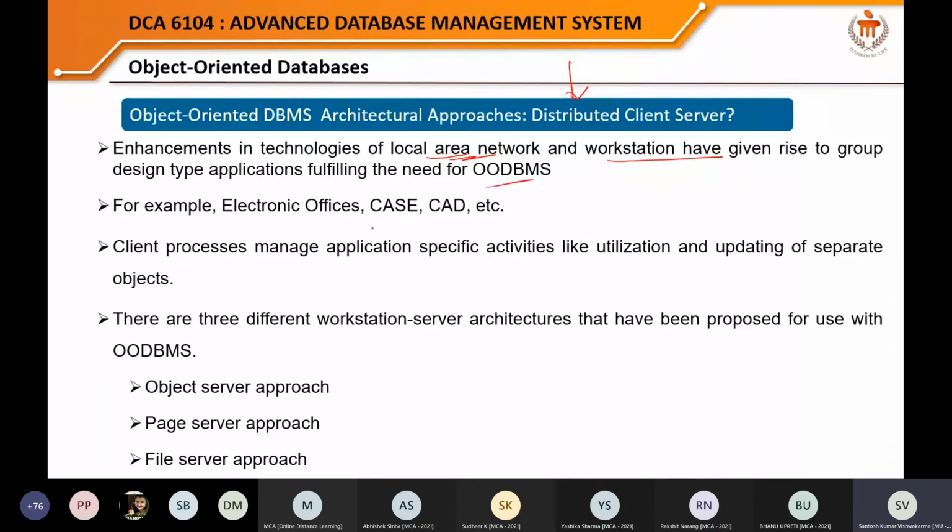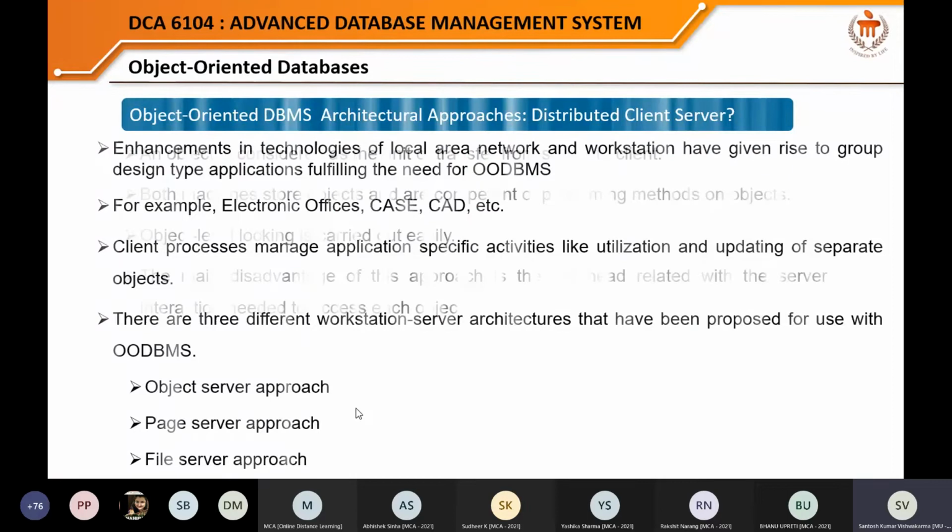Now suppose in offices, electronics offices, CAD systems, computer aided design, the client system manages application-specific utilization and updating of separate objects. And once we are going to work with different workstation or server architectures, there have been three approaches which I propose. The first one is the object server, the second is the page server, and the third is the file server approach. So let us see one by one in the subsequent slides.